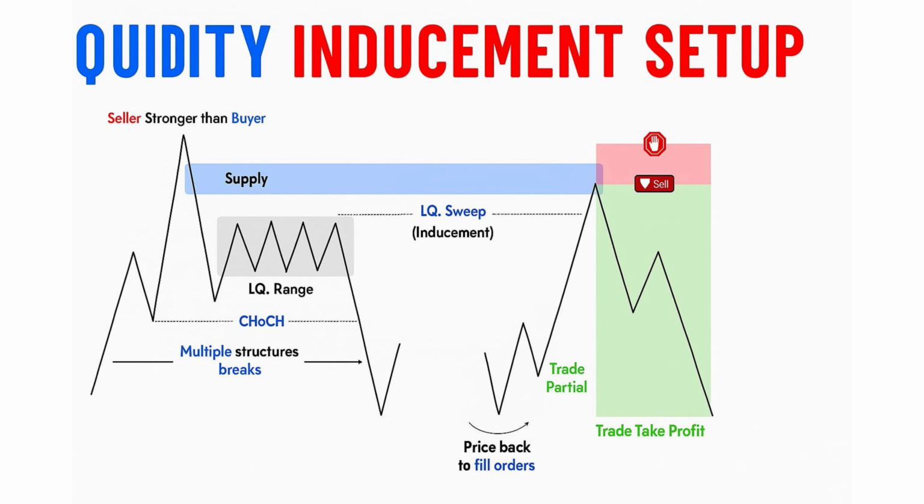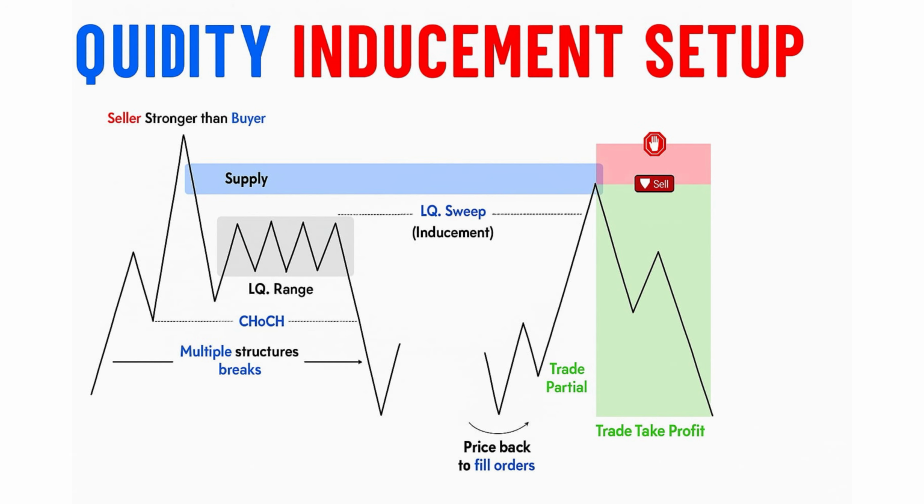Once that liquidity is taken, price rejects hard and gets trapped in a low range, indicating a battle where sellers are now dominant. Our confirmation comes with a change of character, CHoCH, to the downside, and then the breakdown of multiple structures. This is your signal to enter. As the trade plays out, you take partial profits at your targets.